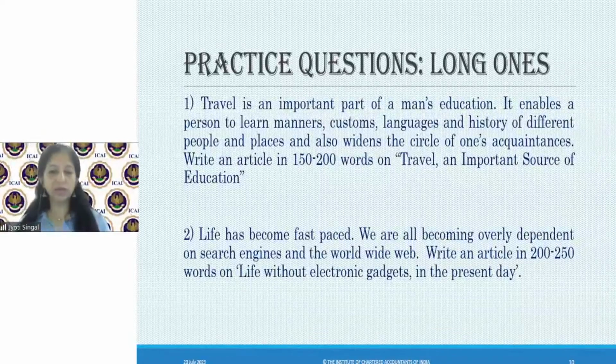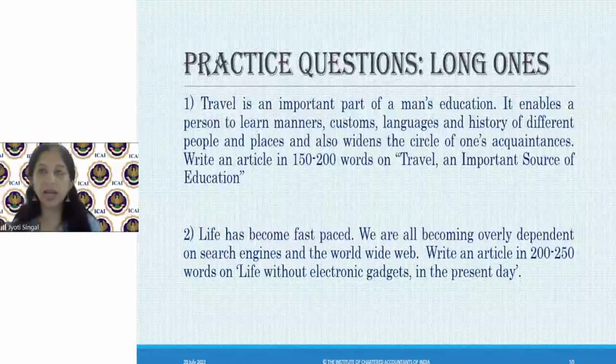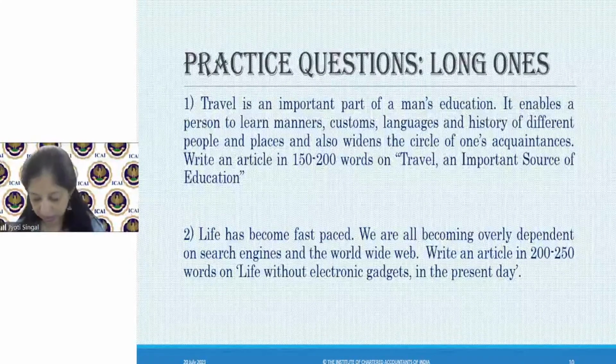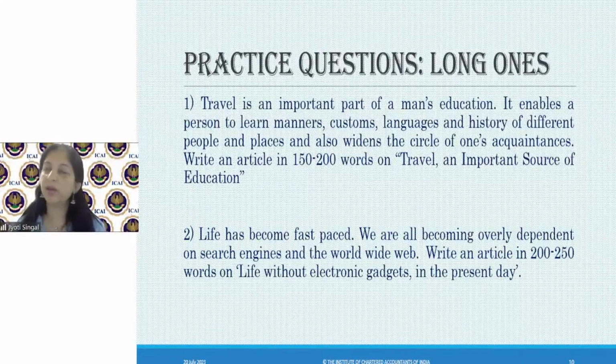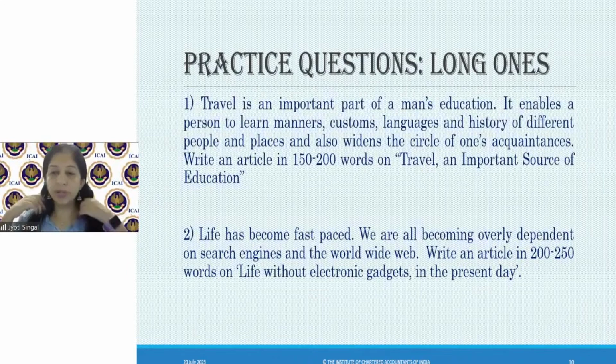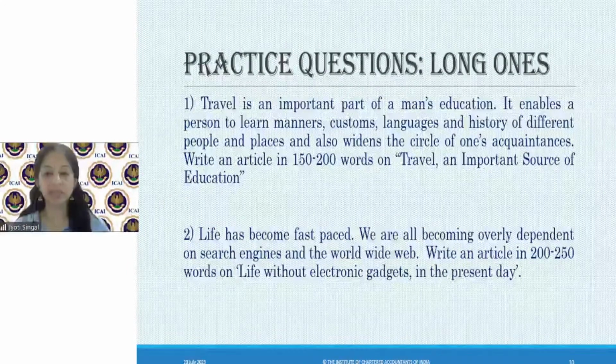Okay, so this is one article. Some of you can choose. The other is more about dependency on search engines and the World Wide Web, which is more usage of internet. So write an article on life without electronic gadgets in the present day. How will it be when there are no electronic gadgets? You don't have phones, you don't have iPhones, you don't have laptops, you don't have screens, you don't have pen drives. What will life be without all that in a present day scenario?